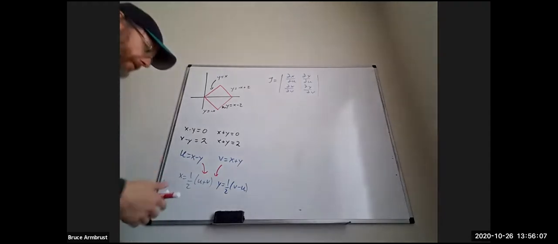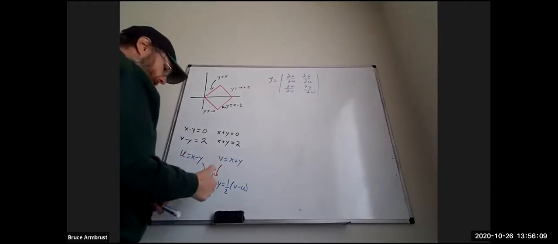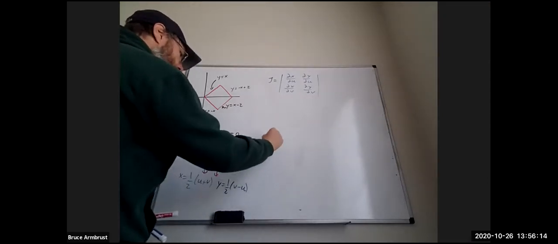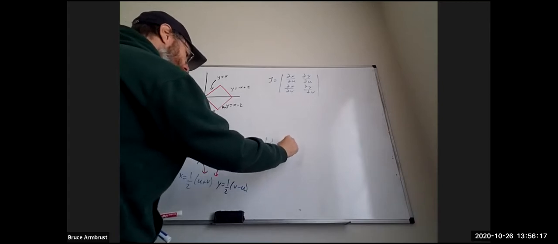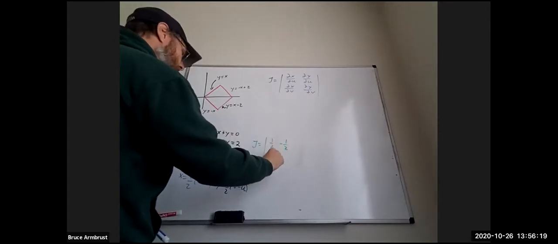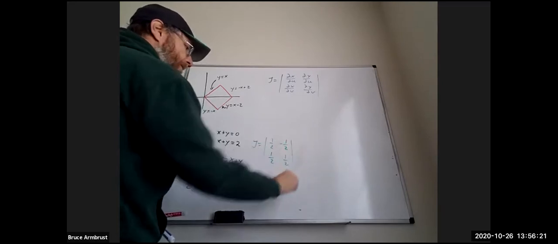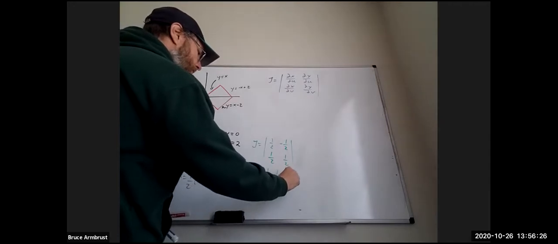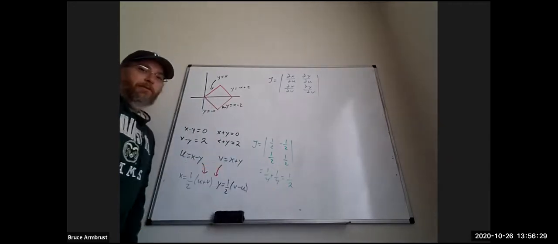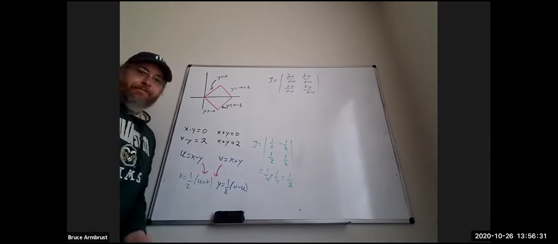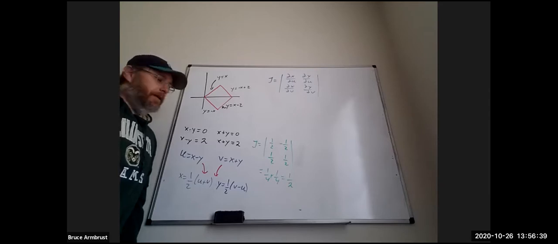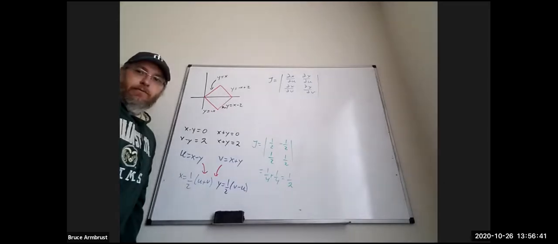right? And so what we actually found in this case was that Jacobian, it was 1/2, let's see, minus 1/2, 1/2, 1/2, which is 1/4 plus 1/4, which is 1/2. So for this one, we found the Jacobian 1/2, no big deal. And I say no big deal, but it was a little bit of a big deal because there was work to get to the x equals and y equals.